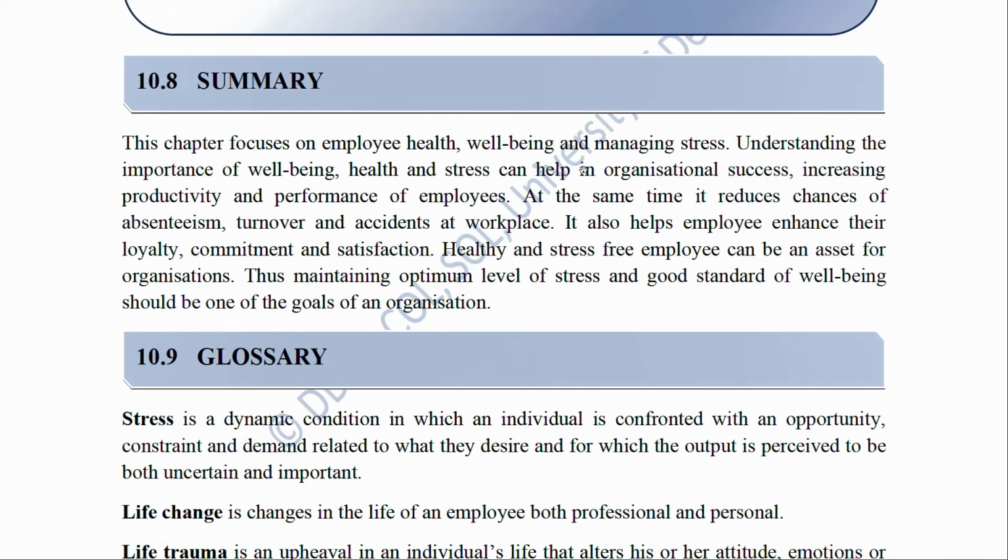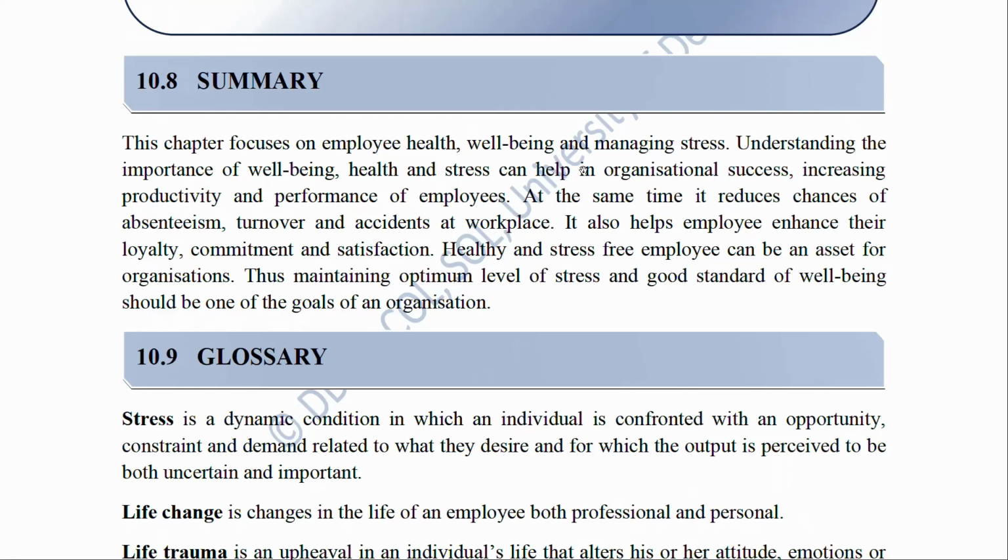10.8 Summary. This chapter focuses on employee health, well-being and managing stress. Understanding the importance of well-being, health and stress can help in organizational success, increasing productivity and performance of employees. At the same time, it reduces chances of absenteeism, turnover and accidents at workplace. It also helps employees enhance their loyalty, commitment and satisfaction. Healthy and stress-free employees can be an asset for organizations.